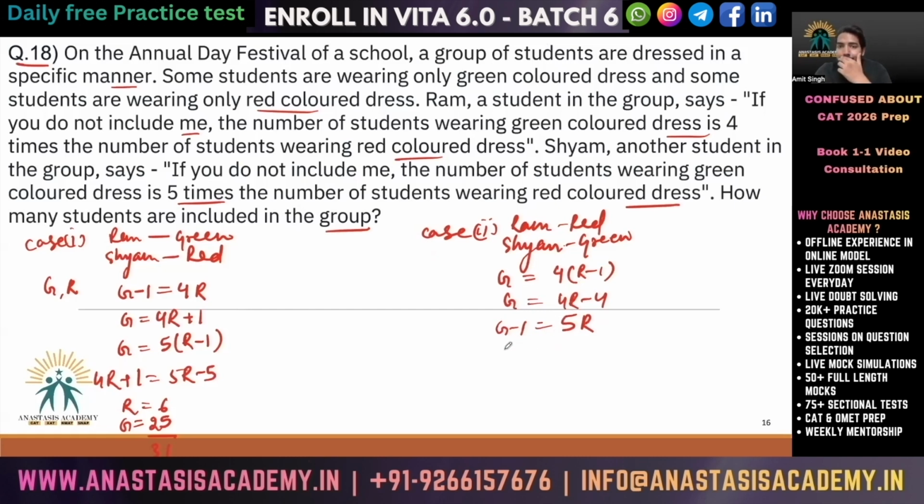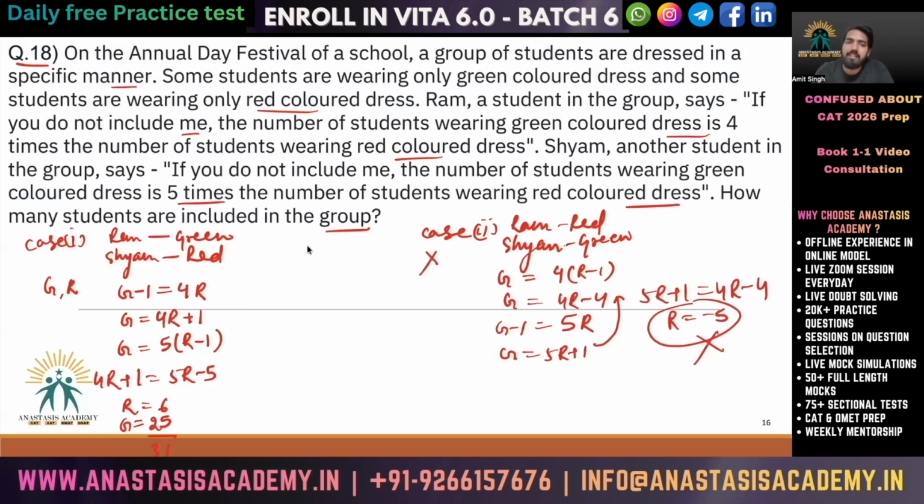So green is equal to 5R plus 1. Let's put it here. So 5R plus 1 would be equal to 4R minus 4. So you get R is equal to minus 5. That is not possible. So this case is not valid, right?